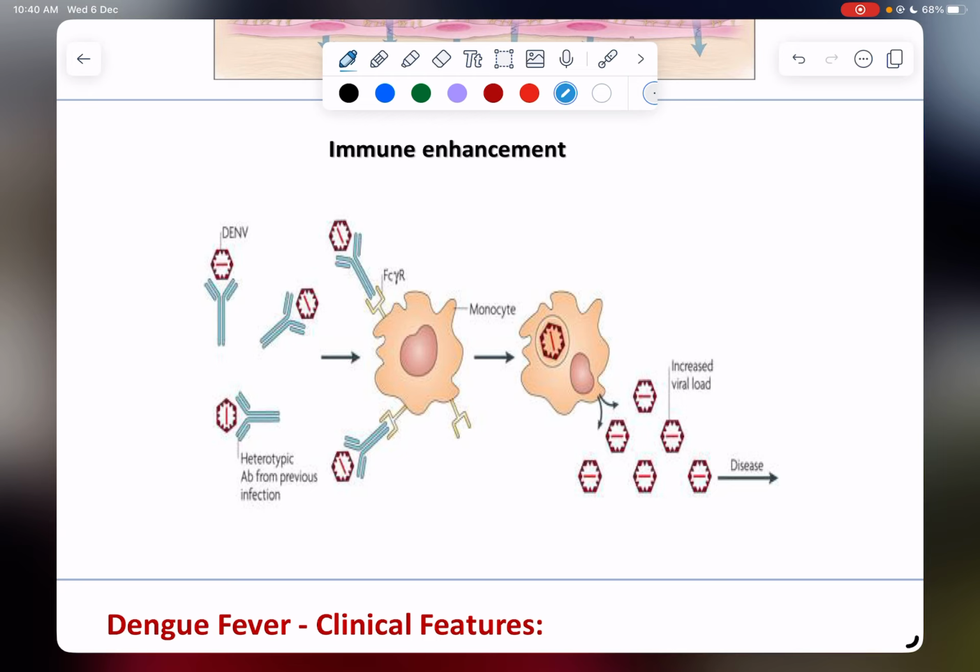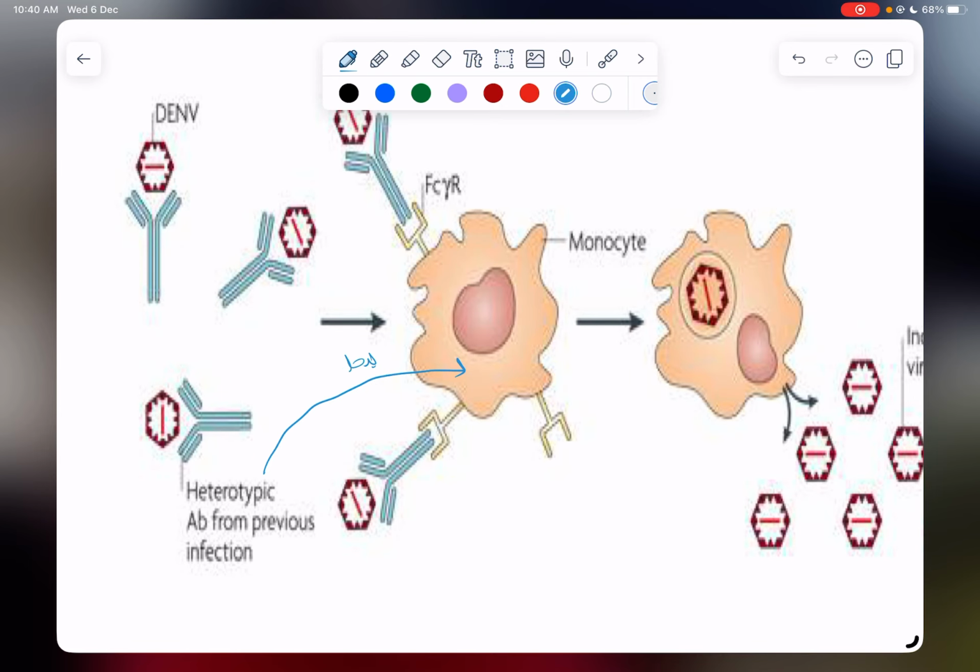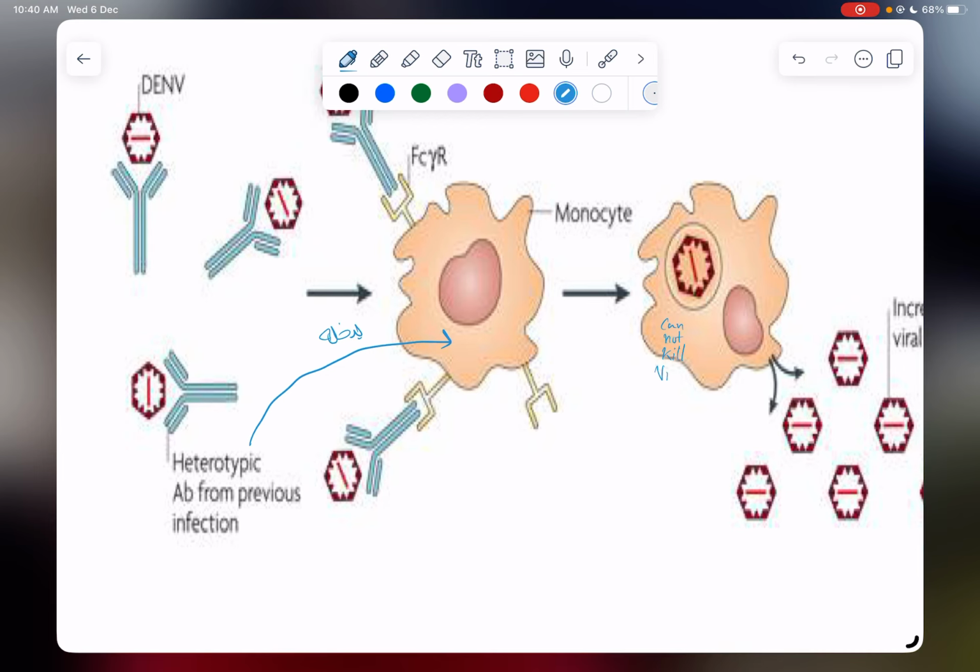You know, the antibody has two sites. One is the Fc and the other is the Fab. So the Fab binds the antigen and Fc binds the receptor on the cell. So these antibodies take up the virus and put it into the cell. Now inside the cell, there is not enough potential to destroy the virus, or there is an excessive immune response produced as a result of the presence of virus inside the cells. And this excessive immune response produces dengue hemorrhagic fever. This is called immune enhancement.